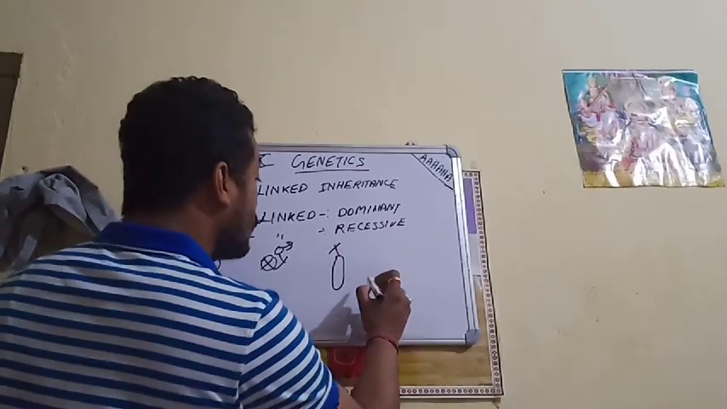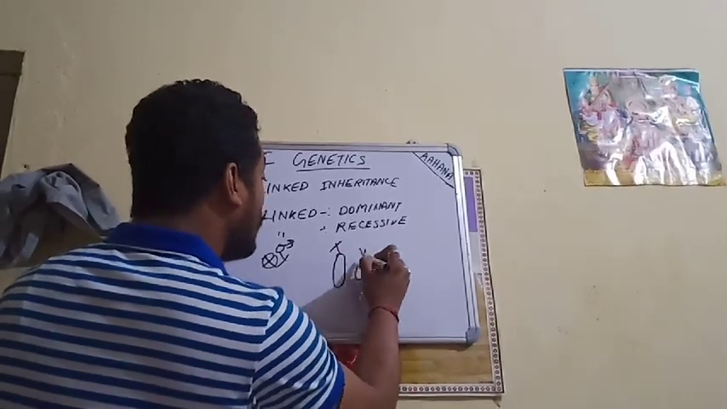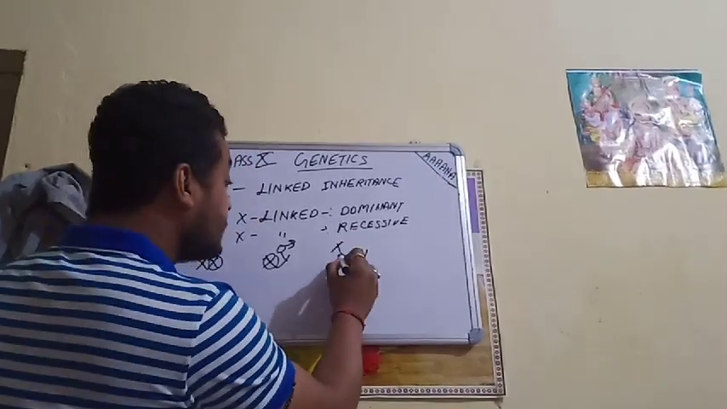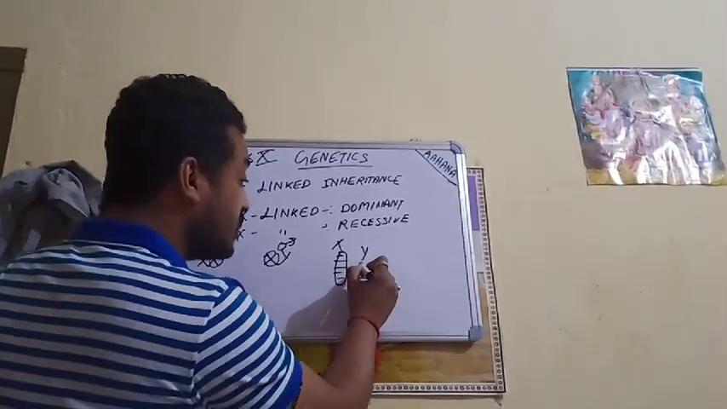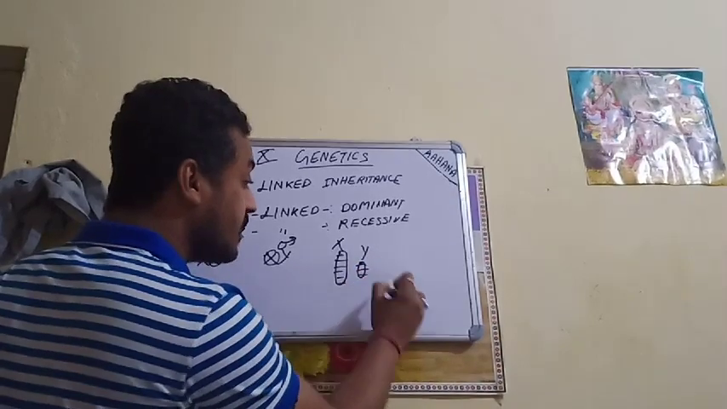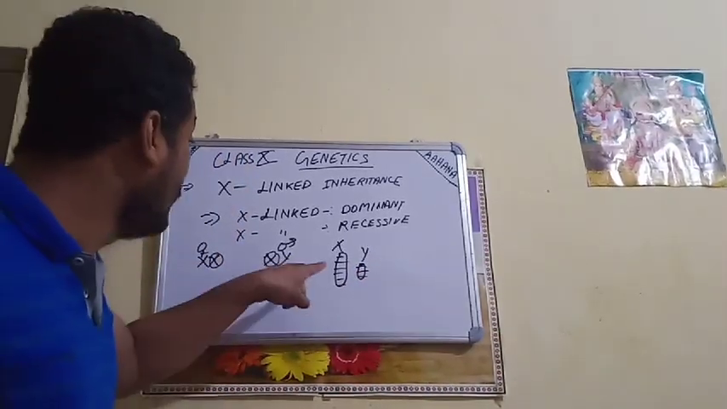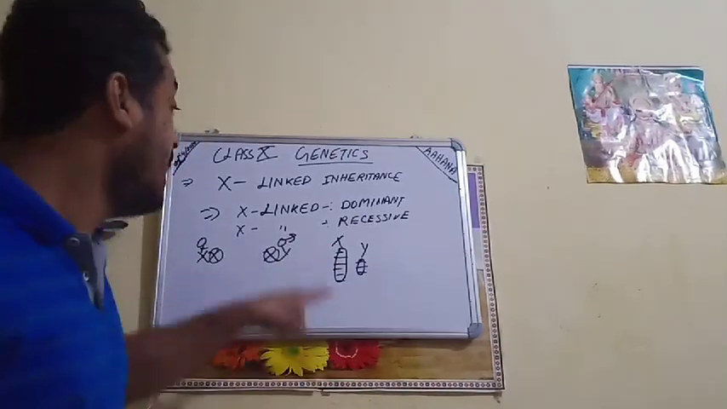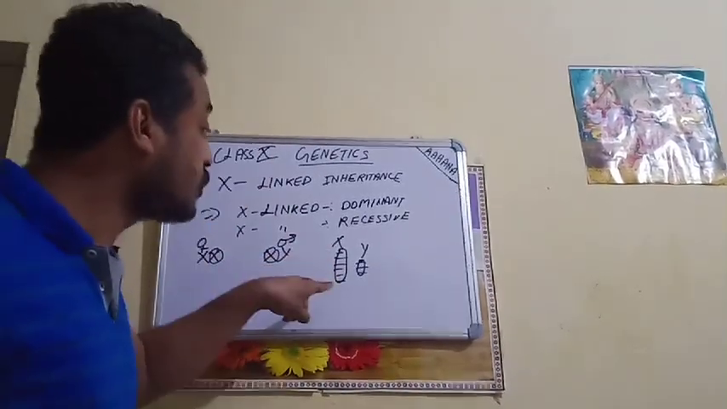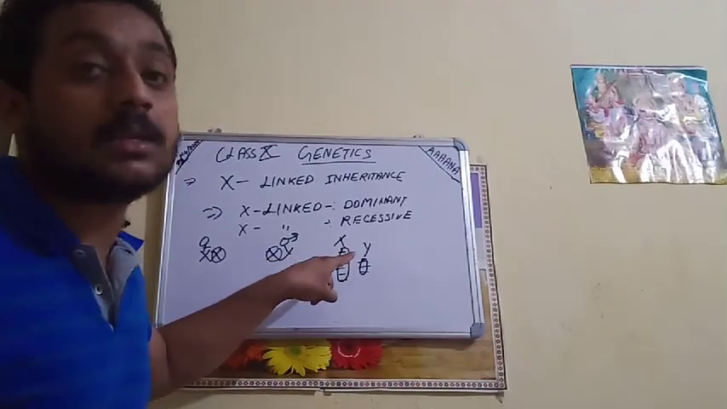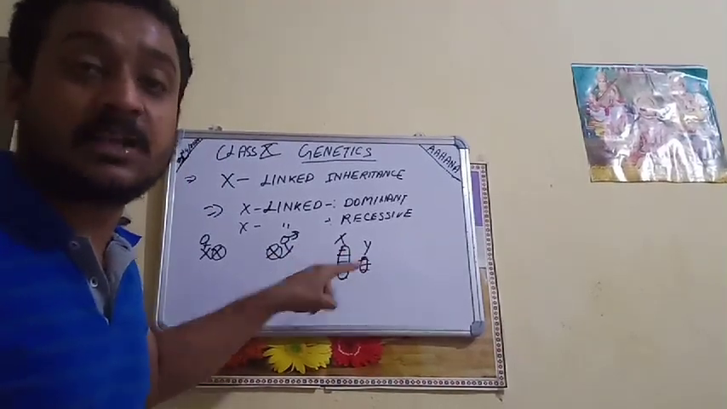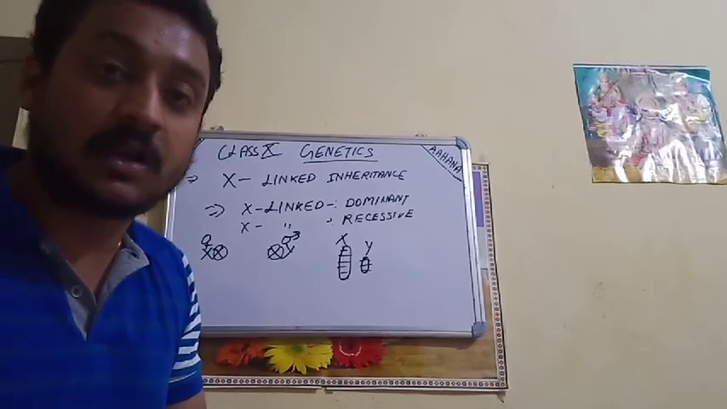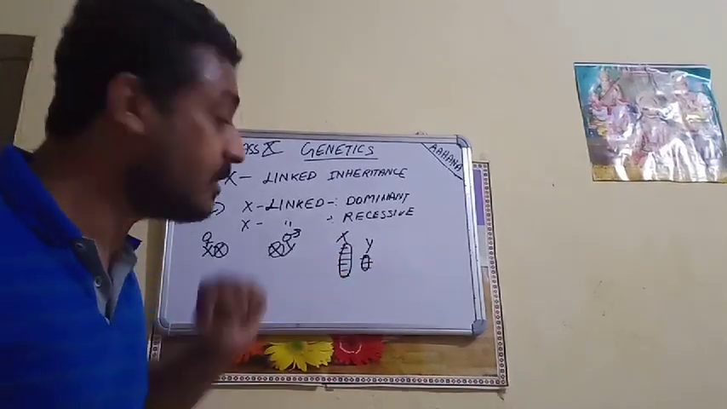This is the size of the X chromosome and this is the size of the Y chromosome. Since the X is a larger chromosome, it has a lot of genes present. The Y is a smaller chromosome, and very few genes are present. So if anything happens to the X chromosome, especially in males, the Y cannot tackle it. Y cannot suppress it because Y itself is smaller in size. So Y cannot tackle it properly.